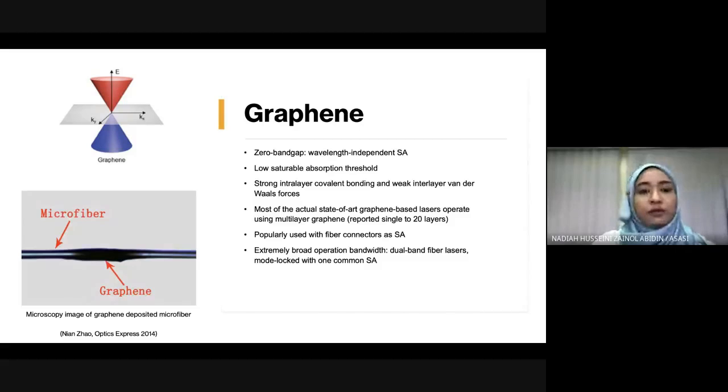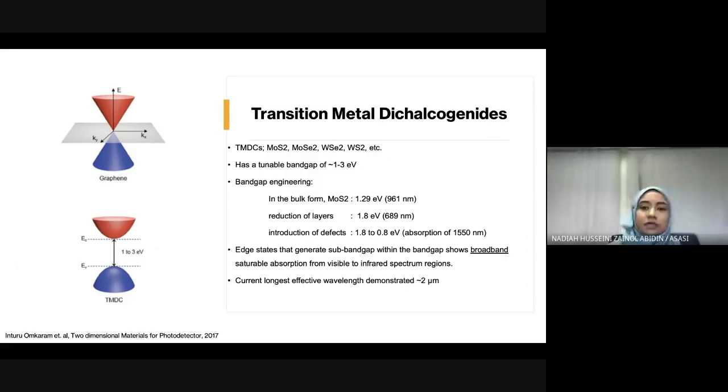And I told you before, fiber connectors are not really great because they can't tolerate high power. Okay, then we have TMDC, transition metal dichalcogenides. Everything is hard to pronounce. It has a tunable band gap of 1 to 3 eV. So you can actually tune the band gap of TMDC, which is great. You can make it do what you want, right? So band gap engineering, you can do this by reducing the number of layers or introducing defects, right?